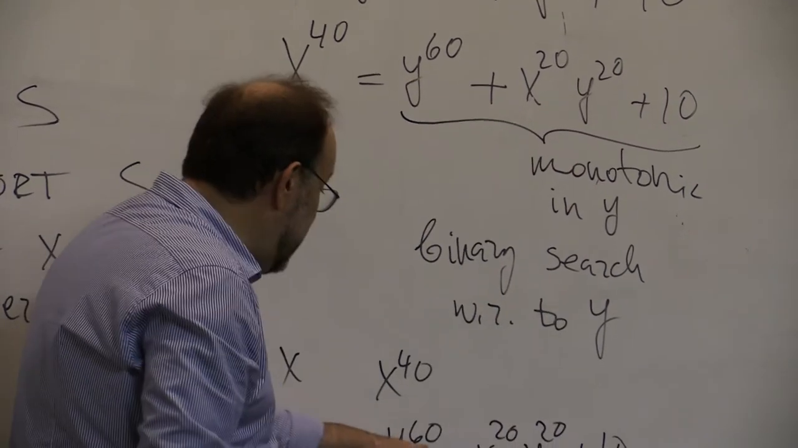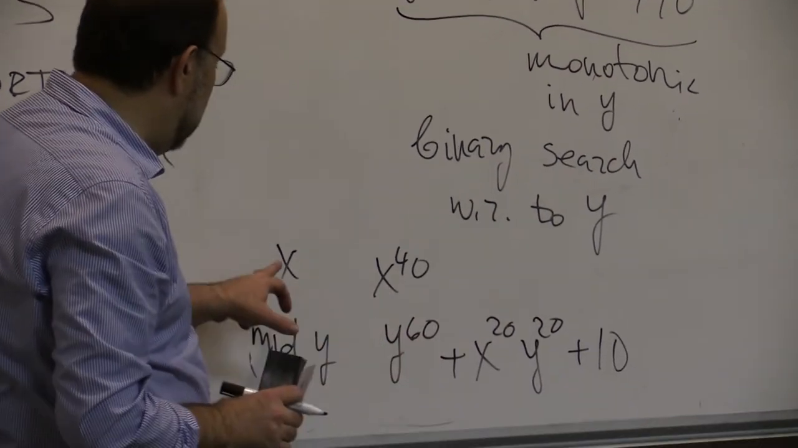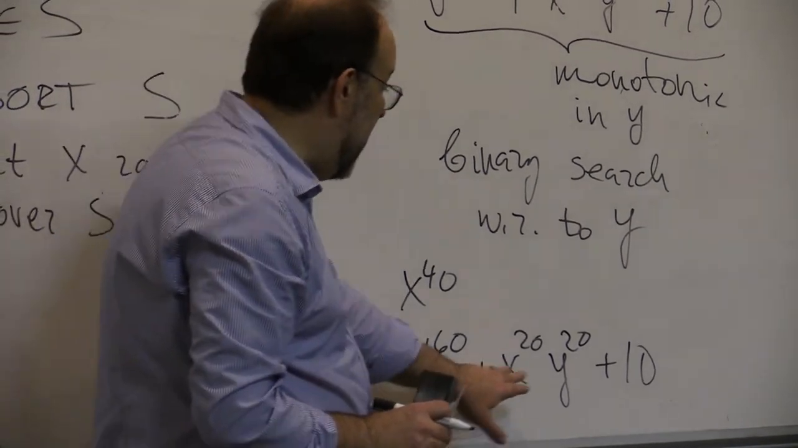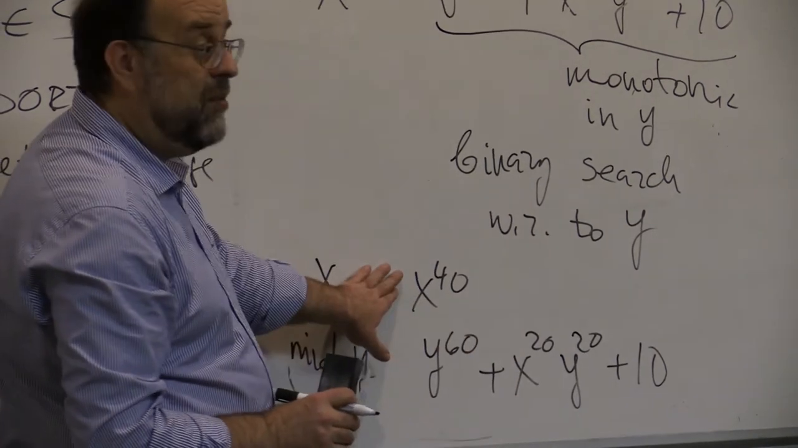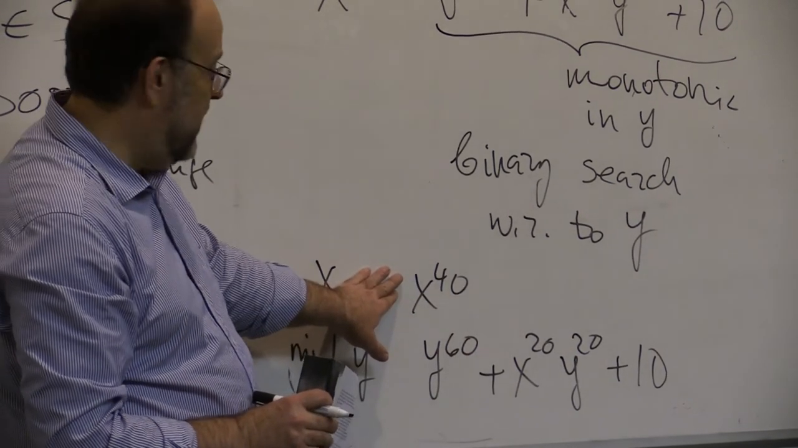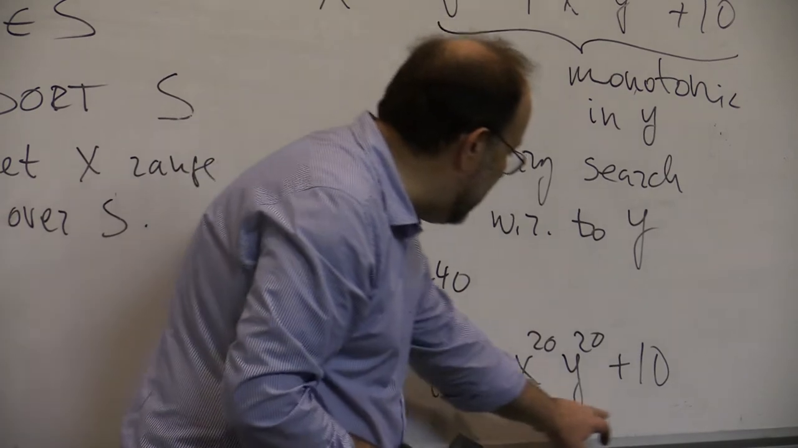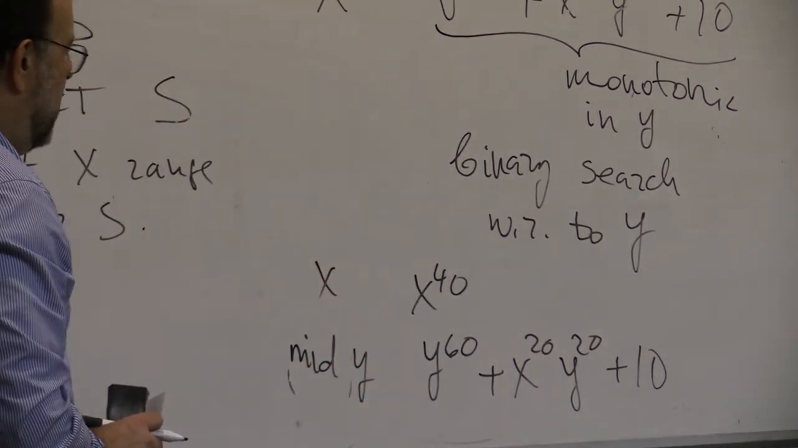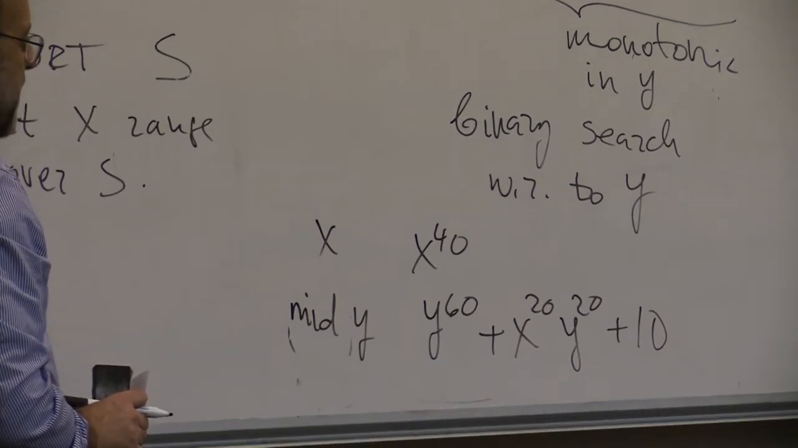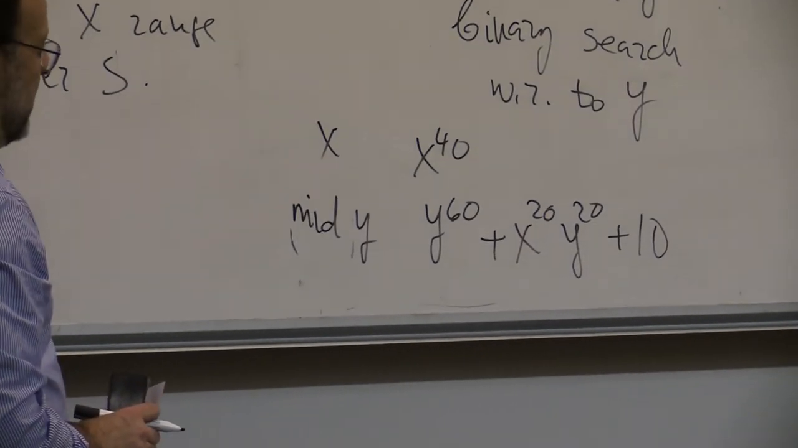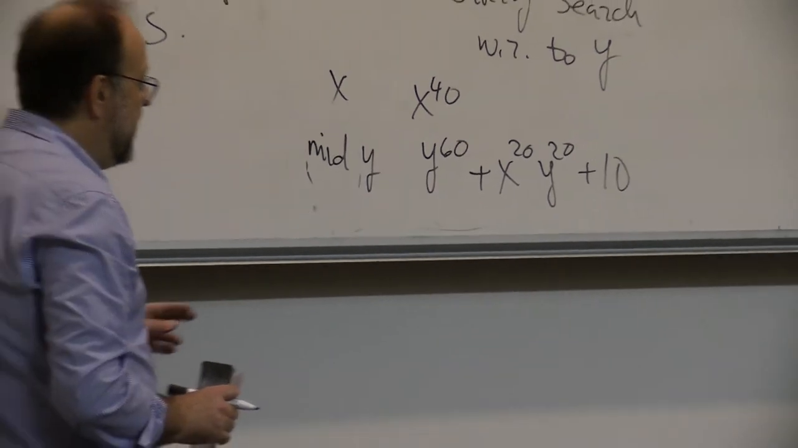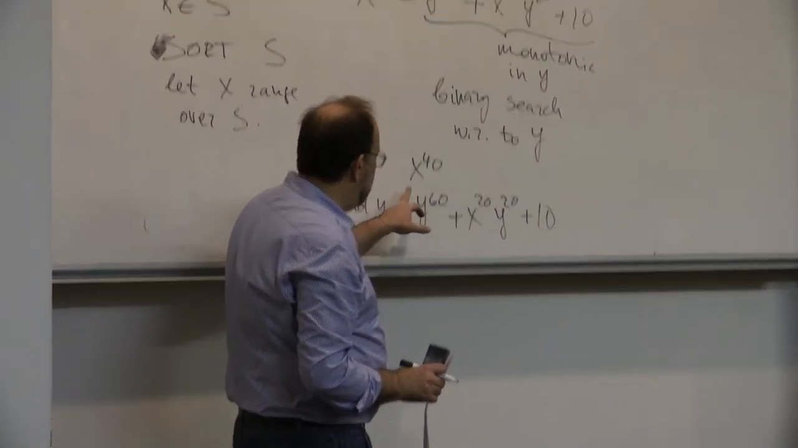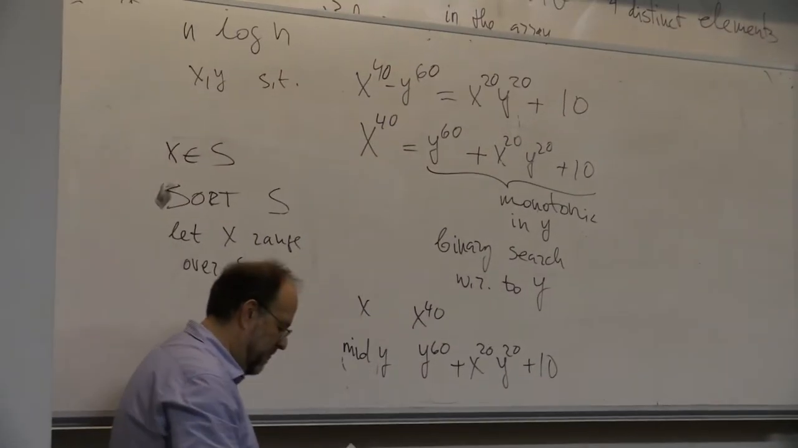And if for this y, this is larger than x to the 40, taking even larger y's, certainly it will be larger than that, because this is monotonic in y. So binary search now allows you to see in log n many steps, for each x, it takes only log n many steps to see whether you can find y so that x to the 40 is equal to this expression.